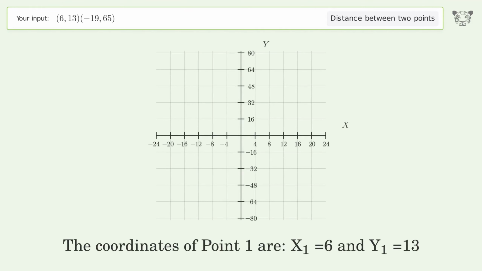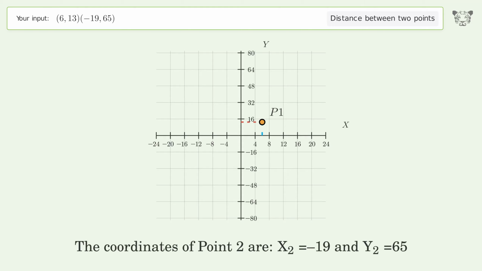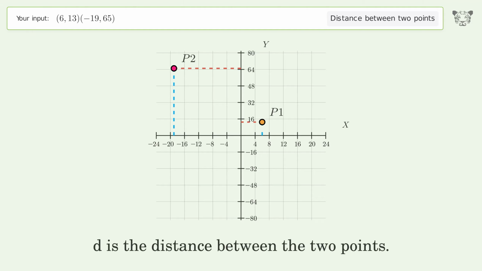The coordinates of point 1 are x1 equals 6 and y1 equals 13. The coordinates of point 2 are x2 equals negative 19 and y2 equals 65. D is the distance between the 2 points.